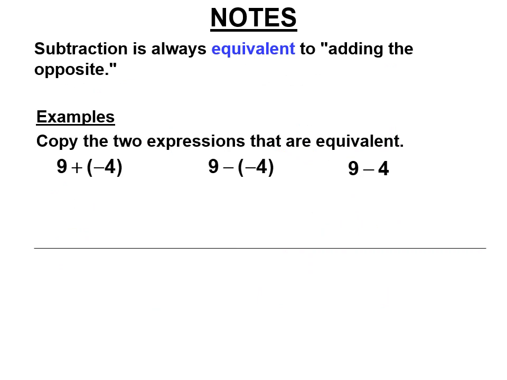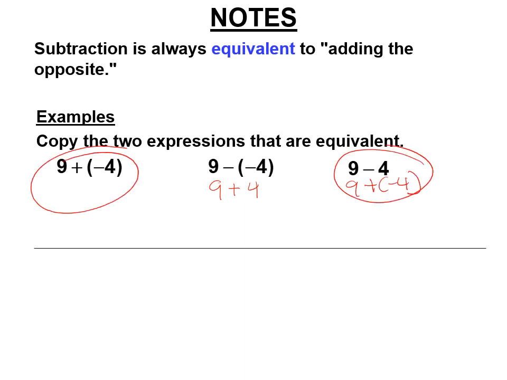Okay. So you have to be able to do the work, but you also have to be able to look at expressions and know which have the same answer. So, which ones are the same? Well, this one is the same as 9 plus 4. This one is the same as 9 plus negative 4, right? It's this one and this one that will have the same answer.